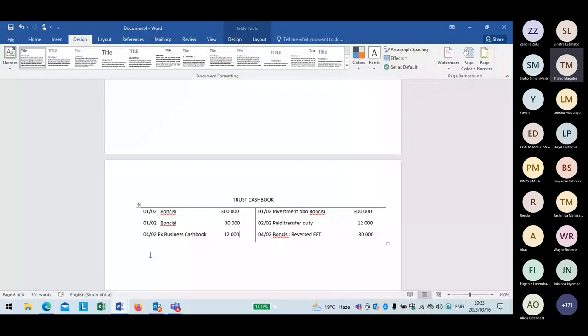We call this a composite deposit. Why do we call it a composite deposit? Because it combines trust and business money. It is a mixture of trust and business money. How so? In this 30,000, there is our 12,000, and there is 18,000 belonging to trust. So these two make this a composite deposit.